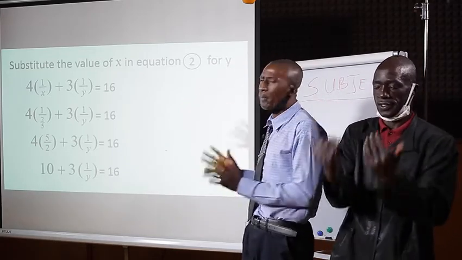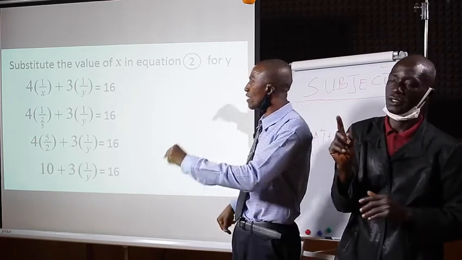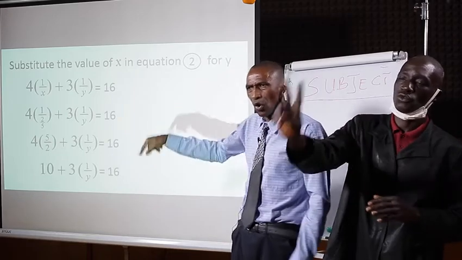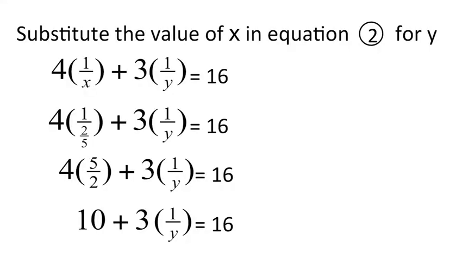Now, by simplification, 2 into 2 is 1, and 2 into 4 is 2. So 2 times 5 will give you 10.